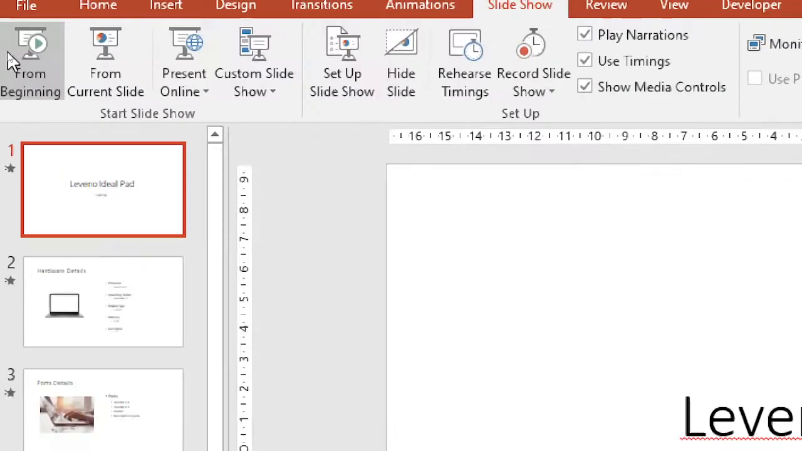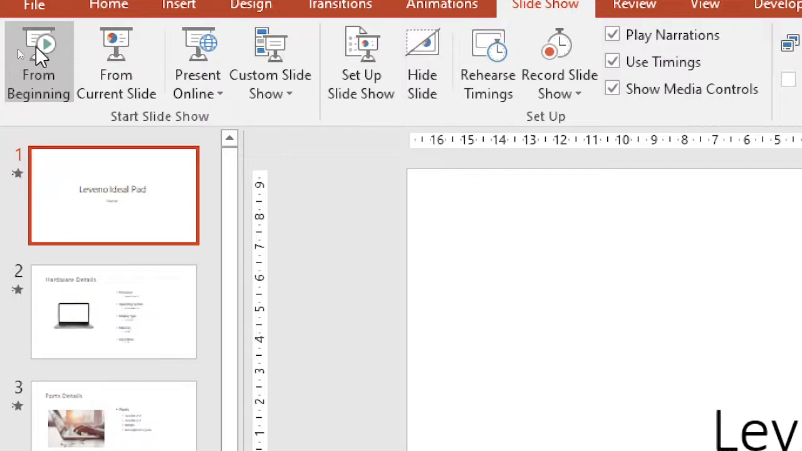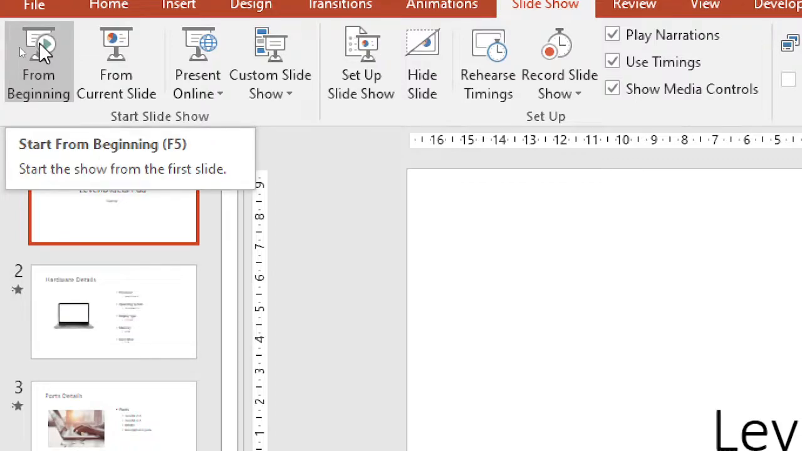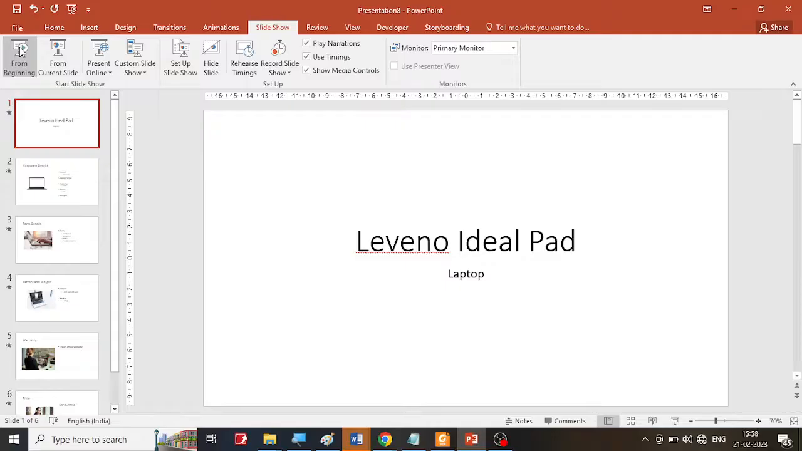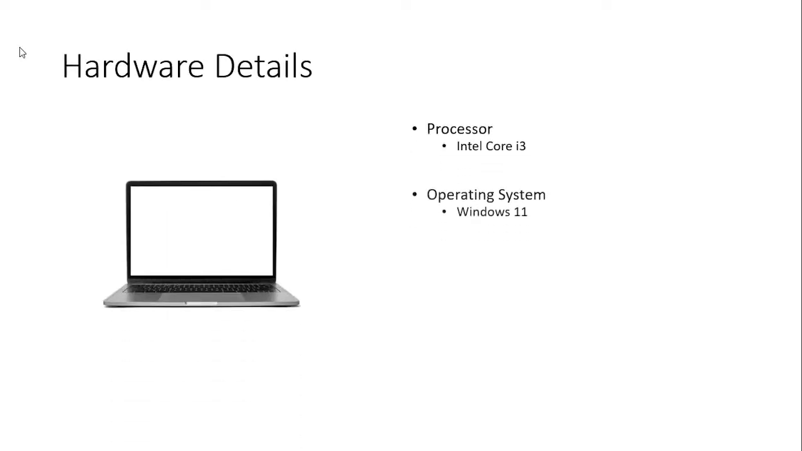Click on the first option from the beginning, slideshow from the beginning. You can press F5 also. I'm going to just show you how it's going to appear. So I'm going to just click on this one. So this will be your first slide with the title content. So the animation will appear. It will take you to the next slide automatically, and the next slide details will come one after the other.